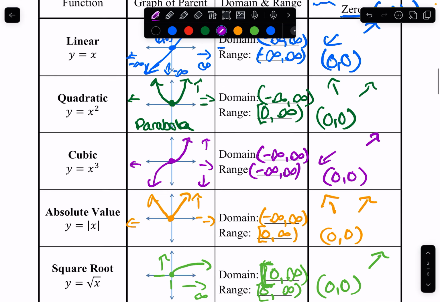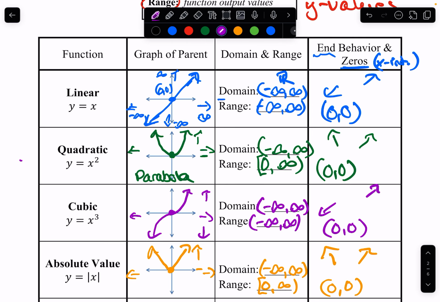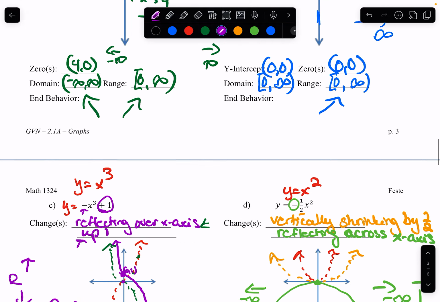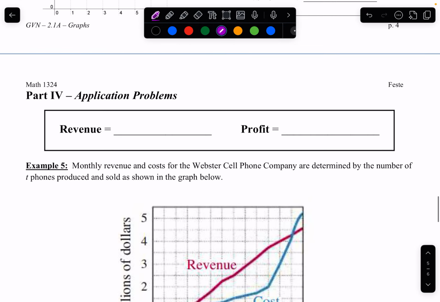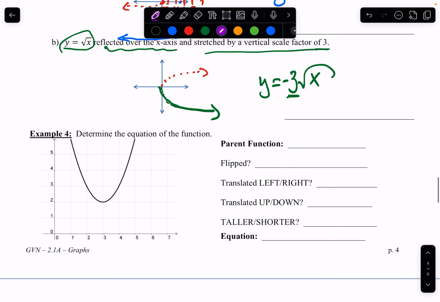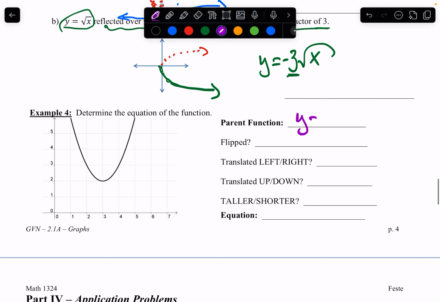Right here, it looks a lot like the quadratic. So what we're going to do here is write the parent function is y equals x squared. Okay, is it flipped? No, it is not flipped. So it is not reflected across the x-axis. Is it translated left or right?